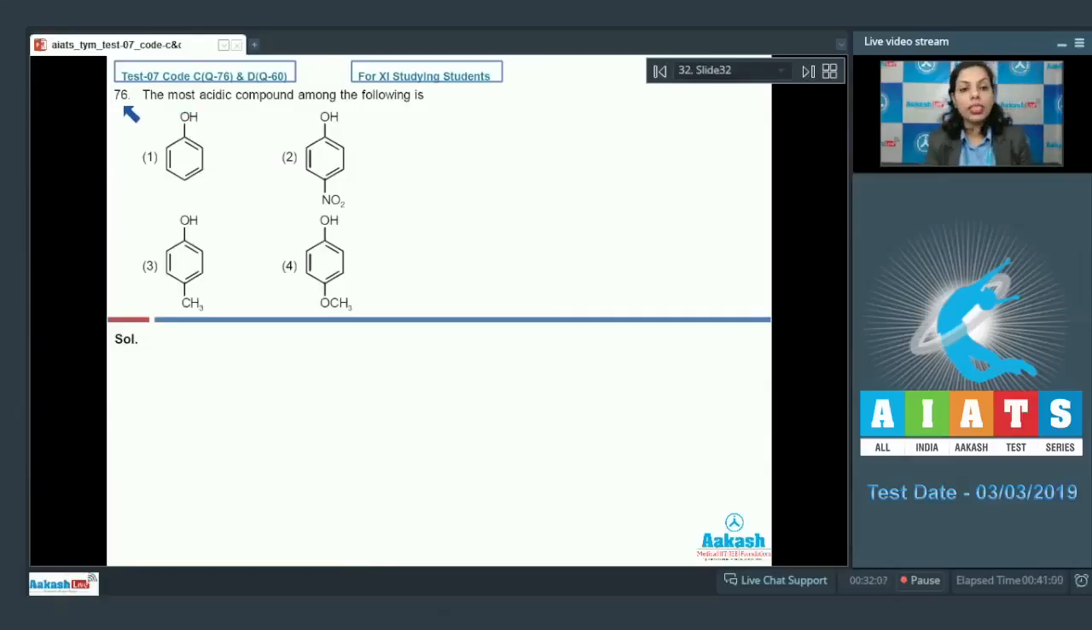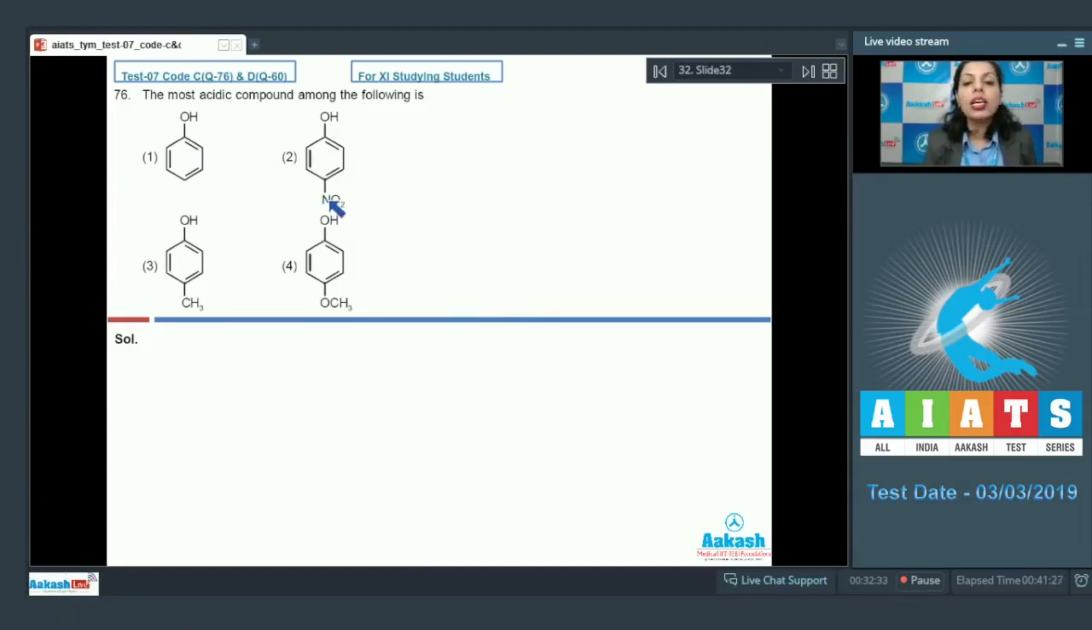That question is question number 76. The most acidic compound among the following is. We have all the phenol derivatives here. We know that phenol is more acidic as compared to alcohol, and the acidic nature of phenol is increased if some minus M effect or negative I effect group is attached to it at para position.